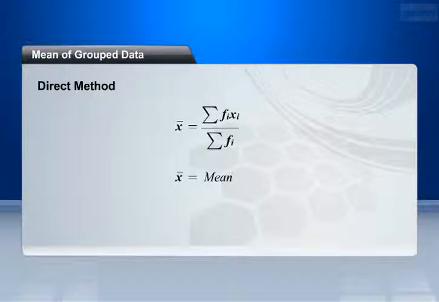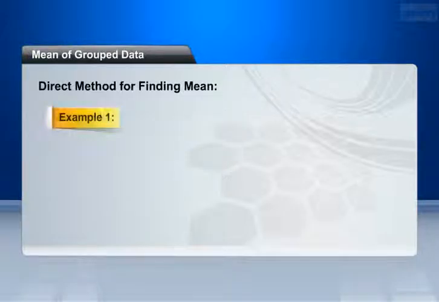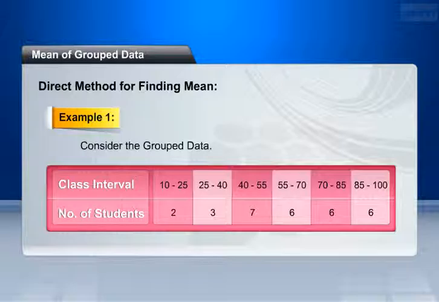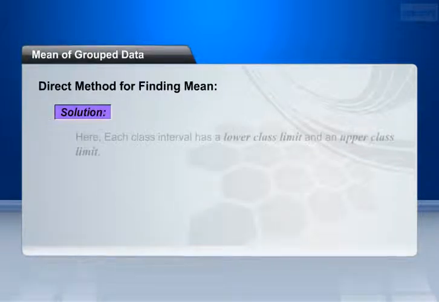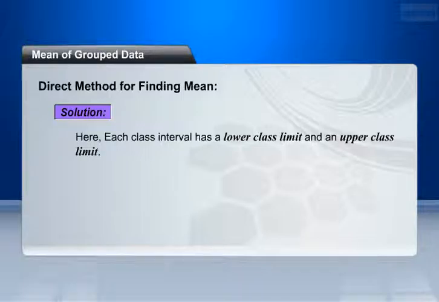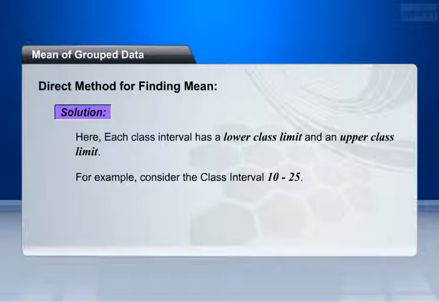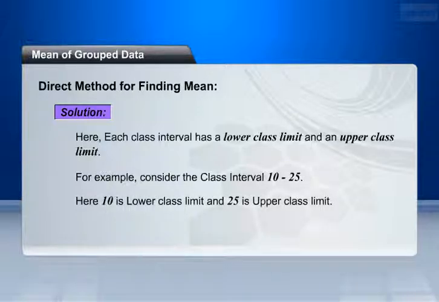Let's see some examples. Consider the group data. Let us see the solution. Here, each class interval has a lower class limit and an upper class limit. For example, consider the class interval 10 to 25. Here 10 is lower class limit, and 25 is upper class limit.